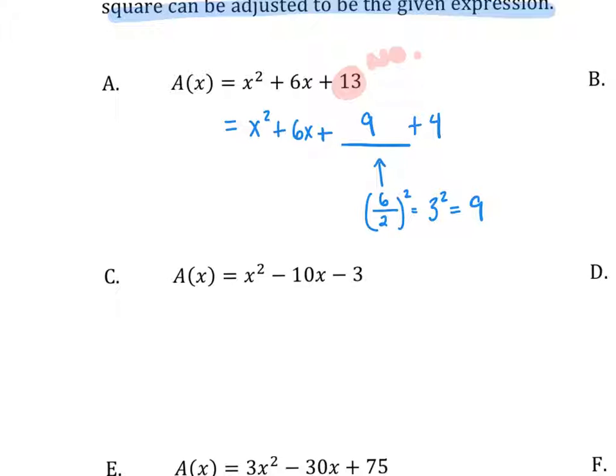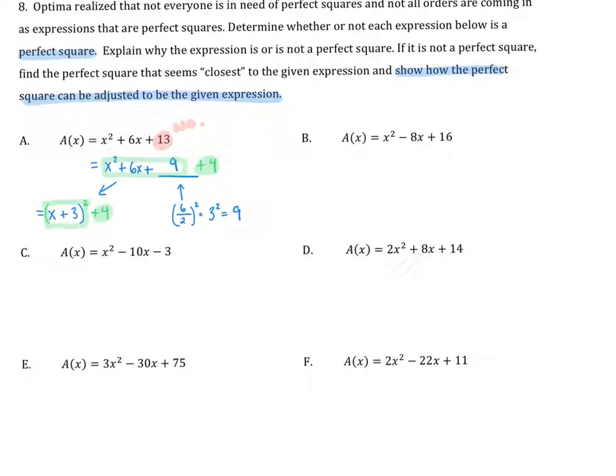Donezo. If you wanted to write that in vertex form, it would look like this: (x + 3) squared, and then plus 4. Because this part is equal to this part, and then we have the plus 4 on the end, right there. Okay? All right. Go try letter B.